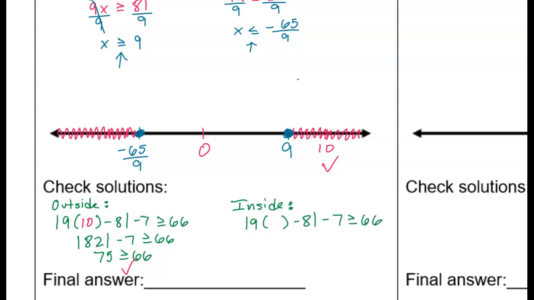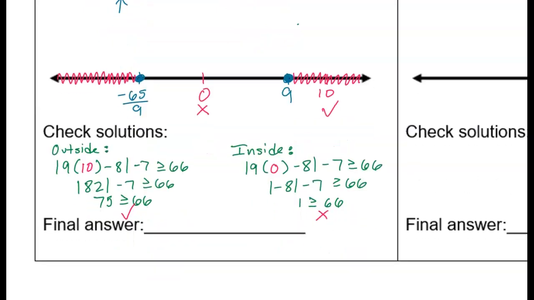To my original inequality: 9 times 0 is 0. So I'm left with just a negative 8 on the inside. The absolute value of negative 8 is 8. Minus 7 is 1. I have to ask, is 1 greater than or equal to 66? And it is not. So I should not be shading on the inside.